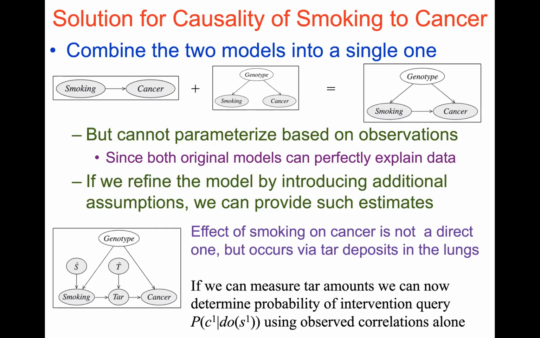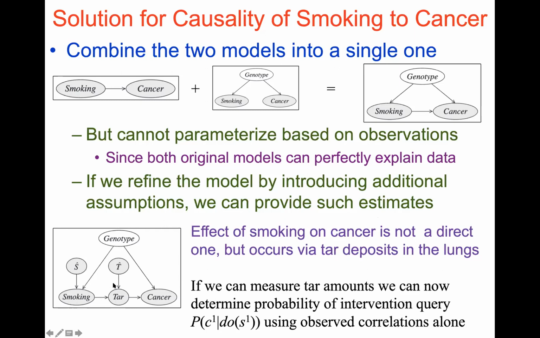If we refine the model by introducing additional assumptions, we can provide such estimates. So Judea Pearl suggested that this model, in this form, is not enough. We need to make some additional assumptions. One was that the effect of smoking on cancer is not a direct one, but occurs via tar deposits in the lungs. So they said genotype to smoking, genotype to cancer, and he introduced this idea of tar here. Smoking creates tar in the lungs, and tar in the lungs is what causes cancer.